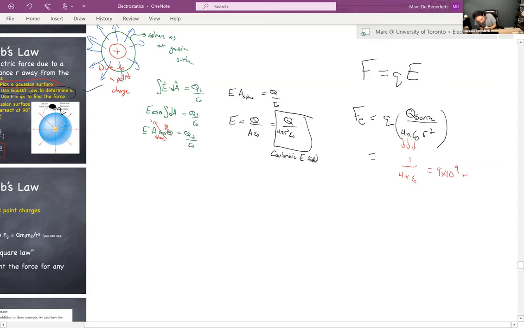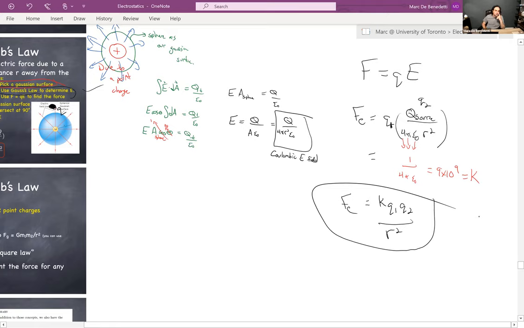So I've just called this, and so have many textbooks, K. Because why not? It's just a constant. So I'm going to lump all the constants together, and I'm going to get K, Q1, Q2. This is, I guess, Q1. This is analogous to Q2 over R squared. And that is where Coulomb's law comes from.